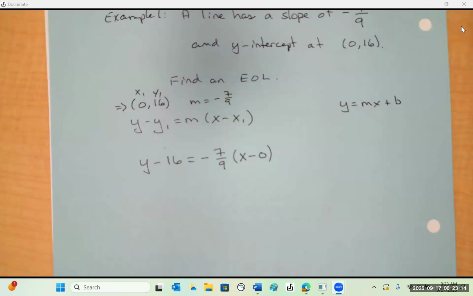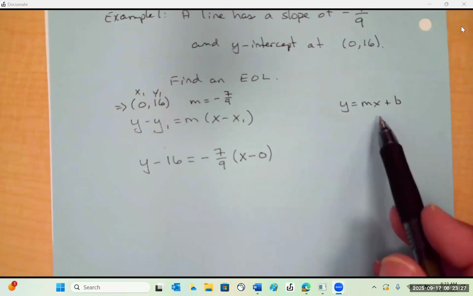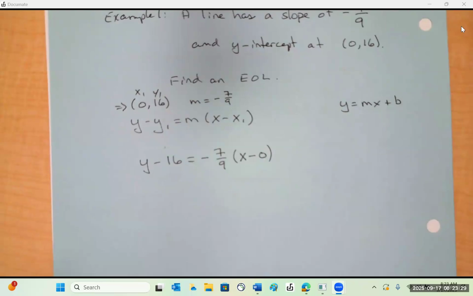Is this an equation of a line? Yes. It's the point slope formula. It is an equation of a line. You can leave it like that. It's a valid equation, but we want it to be this one. So what do we have to do with this equation?